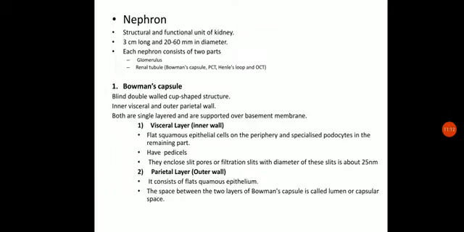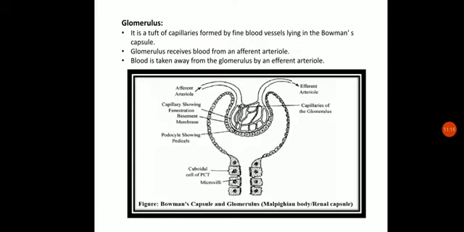Okay, so this is about the Bowman's capsule. We are seeing a single Bowman's capsule over here. I think we should be doing glomerulus first. No issues. We will be doing glomerulus afterwards.